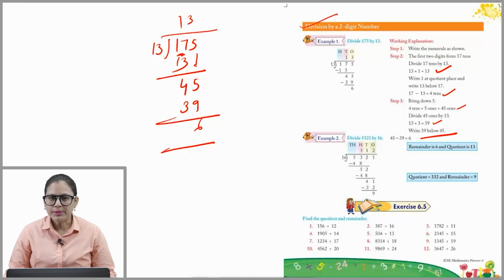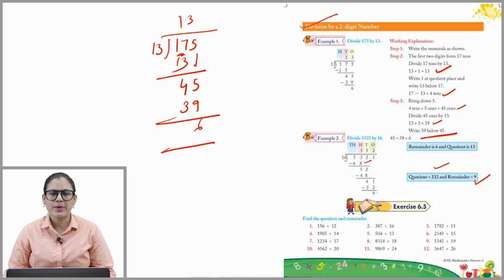Okay. Example 2, see you have to divide 5321 by 16. First you will take these two numbers, 16 threes are 48, then 13 minus 8 is 5, and we'll bring down 2. 16 threes are 48, then 12 minus 8 is 4, and then we'll bring down 1. Then 16 twos are 32 and 9. So 9 is the remainder and 332 is the quotient.